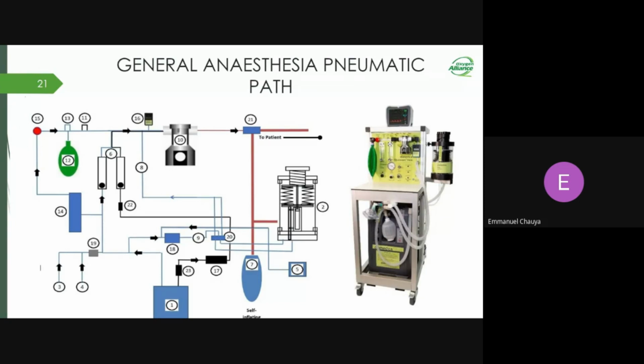Then we have the vaporizer at point 10. Let's also note that this vaporizer can be for isoflurane or halogen or sevoflurane. So halogen and isoflurane can be used in the same vaporizer, but if you're using sevoflurane, this machine comes with a separate vaporizer, or at times if it doesn't come with it, you can request from the supplier to supply you with the same. So after the vaporizer, that's when the pipeline leads to the ventilator or to the patient or even to the self-inflating bag.